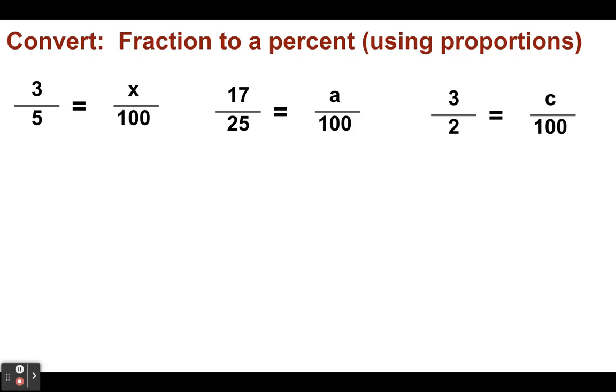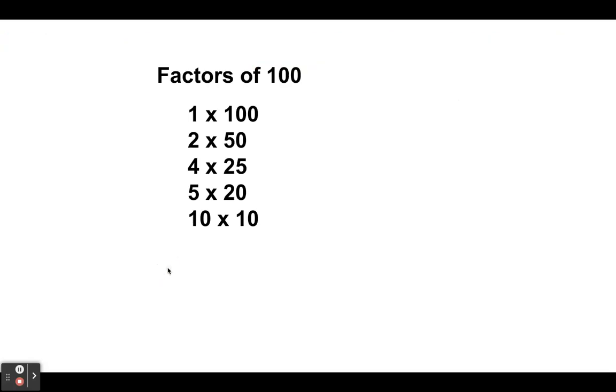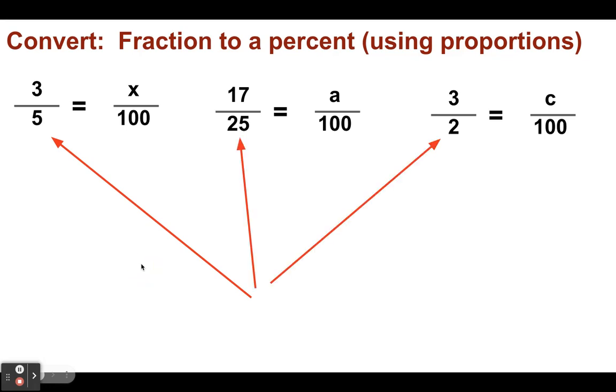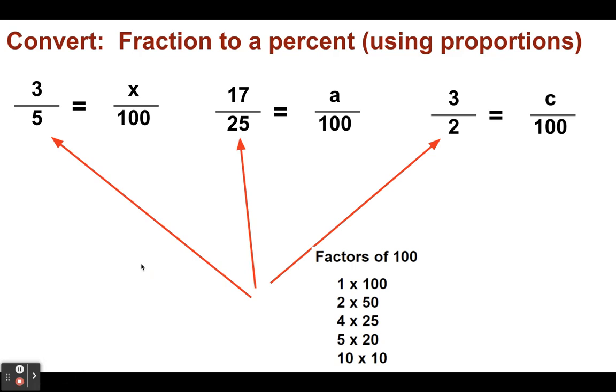Remember, the first way we want to try to solve proportions is check for a common factor. And remember, the factors of 100 are these: 1 times 100, 2 times 50, 4 times 25, 5 times 20, and 10 times 10. So if you have denominators of any of those numbers, it makes it easy to find the percentages. Let's go back to these. Common factor, I can see 5. I know 5 is a factor of 100. 25 is a factor of 100, and so is 2. Remember, there are my factors.